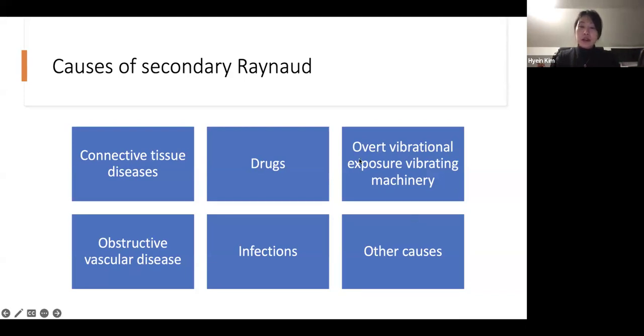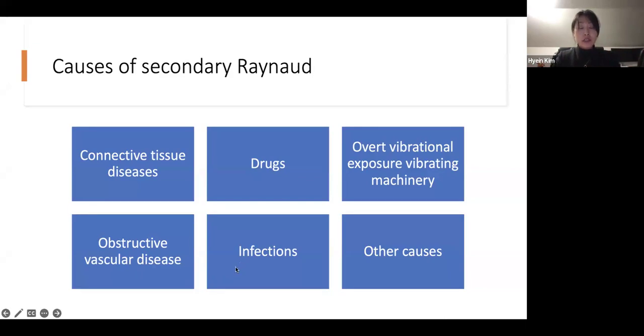The other thing is, not many patients know about this, but overt vibrational exposures can cause Raynaud. People that work in construction with vibratory machinery, if they have exposure to that for a prolonged period of time, it could actually induce Raynaud in their fingers. And other things like obstructive vascular disease. If they have stenosis, meaning narrowing of the blood vessels going to your hands or your fingers for various reasons, that can contribute to Raynaud as well.